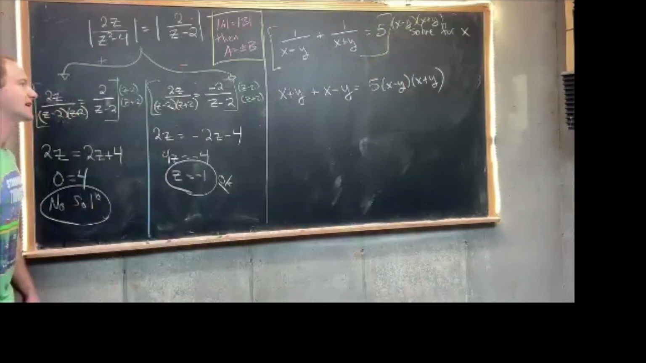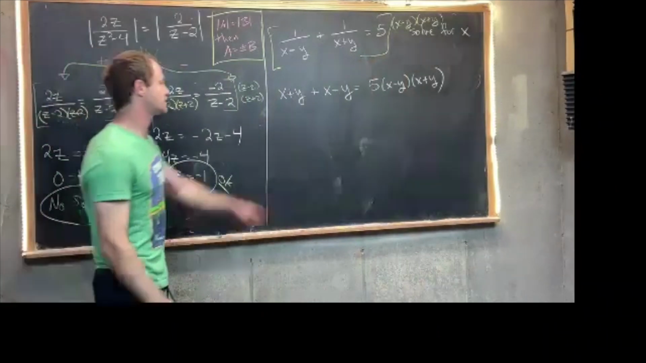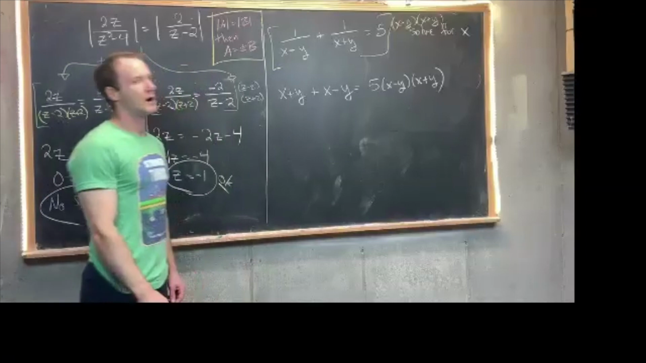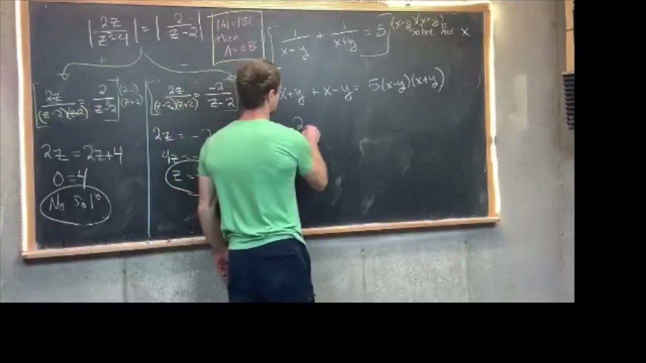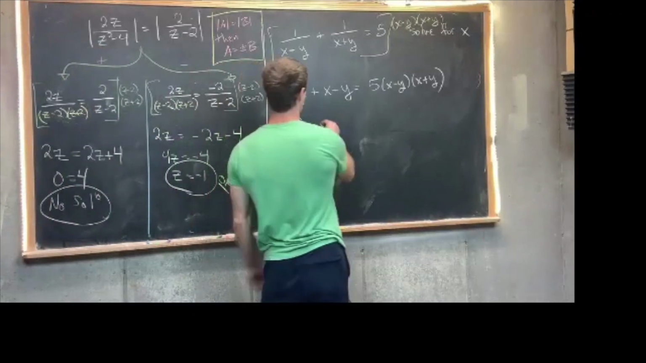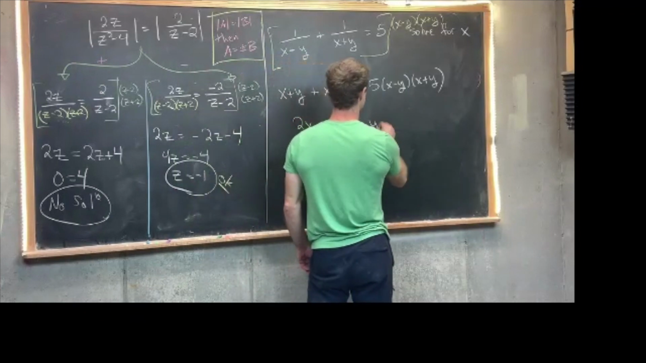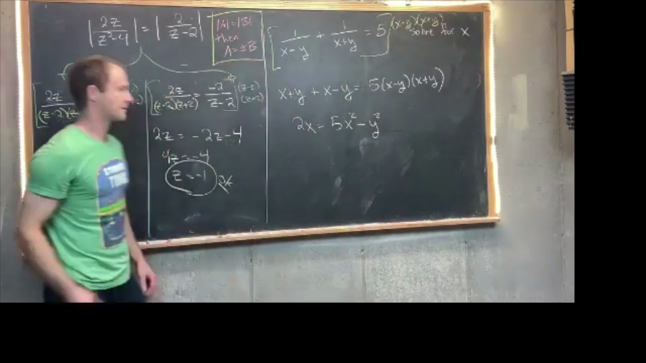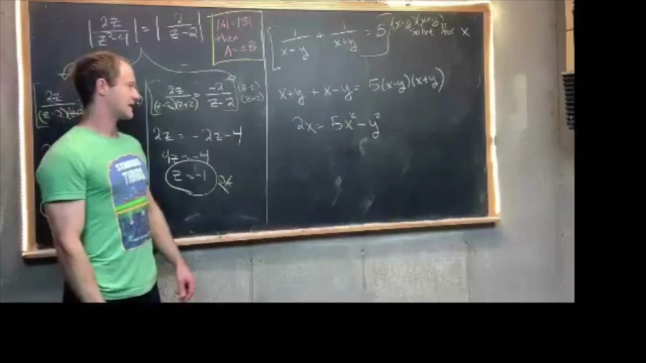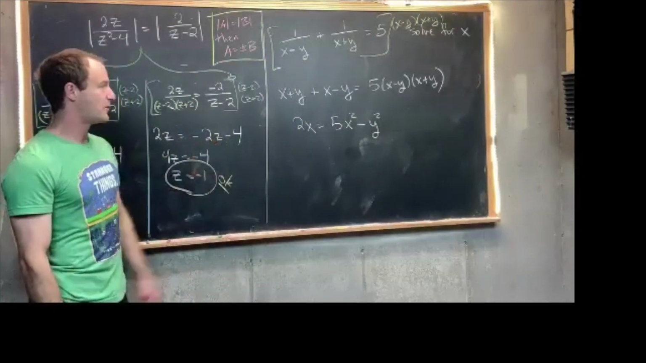Now let's maybe go ahead and simplify both sides of this equation. So notice the y's cancel on the left-hand side. That leaves us with 2x. And then on the right-hand side, that's going to multiply out to 5 times x squared minus y squared. Something like that. Now we have a polynomial.